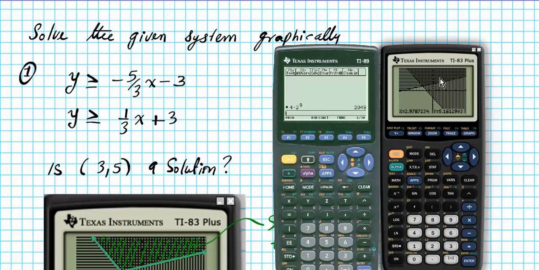So what's the benefit of using a calculator? Well, it gives you a general idea as to what the correct orientation of the lines look like, and also the solution region. So you can use it to check your work, basically. Okay, so when you sketch it and you see that the intersection region is similar to this, then you know that your answer is in fact correct.